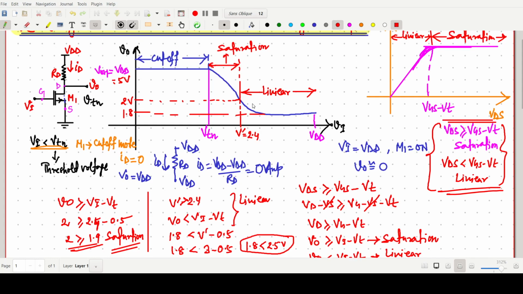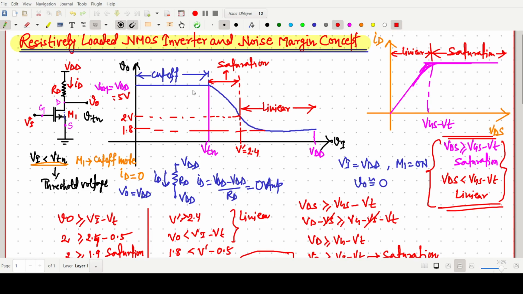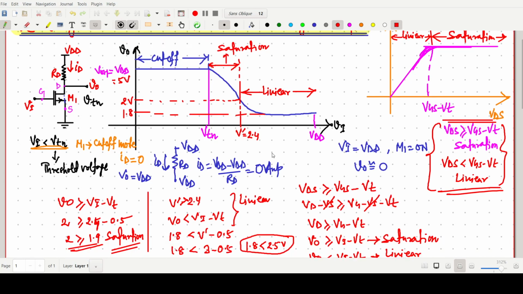This is a very important concept that we have to know: in which region it is, cutoff, saturation or linear. It is somehow the inverter characteristic. By considering this voltage, initially it is in cutoff, then saturation, then linear.